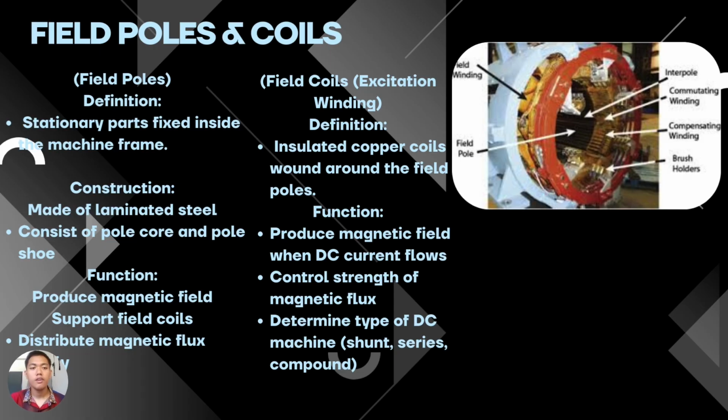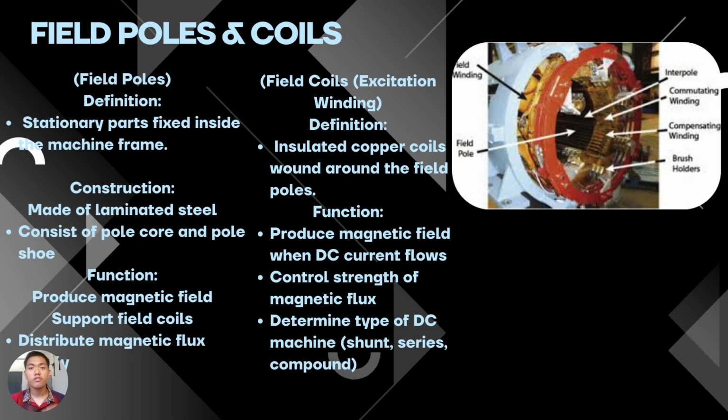Last but not least, field poles and coils. Field poles are fixed inside the machine. They do not rotate. Their function is to produce and guide the magnetic field inside the machine. The magnetic field is necessary for the motor to produce torque or for the generator to produce a voltage.